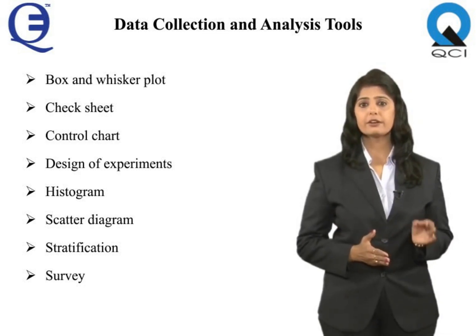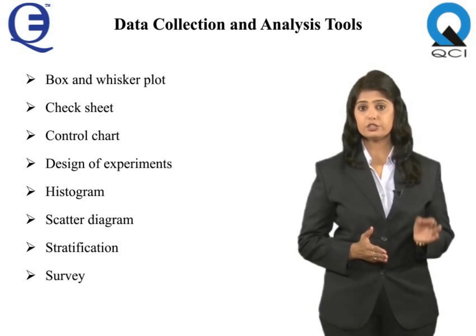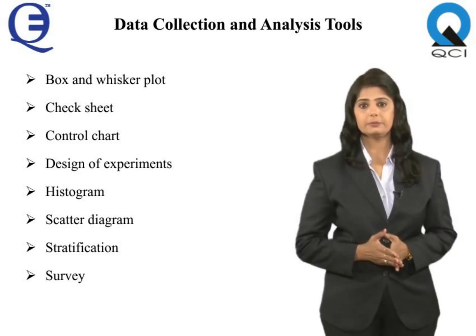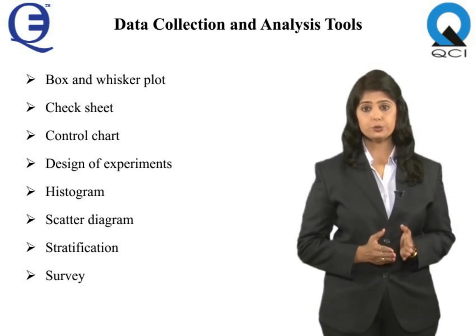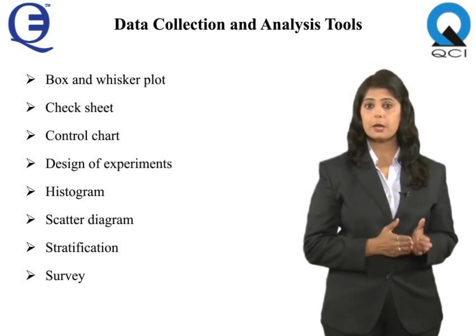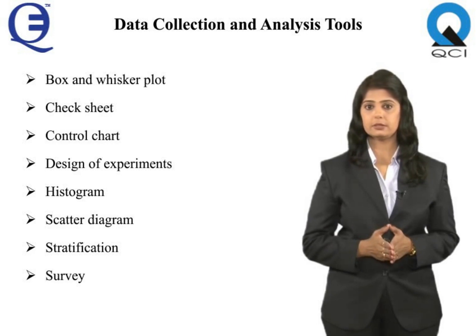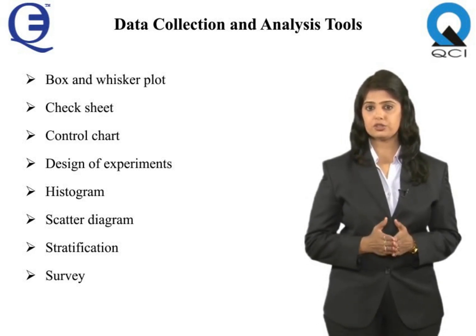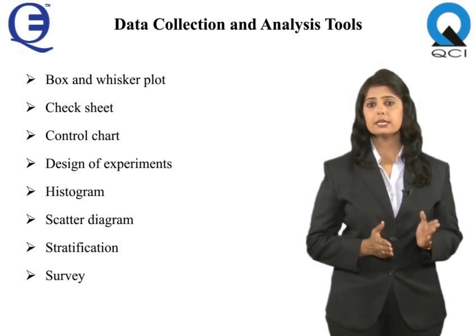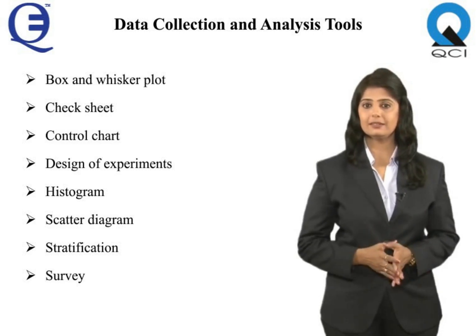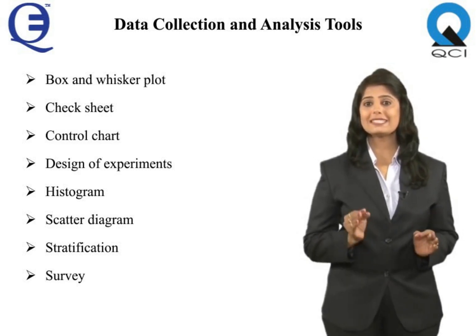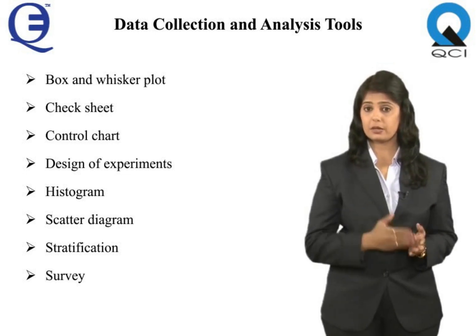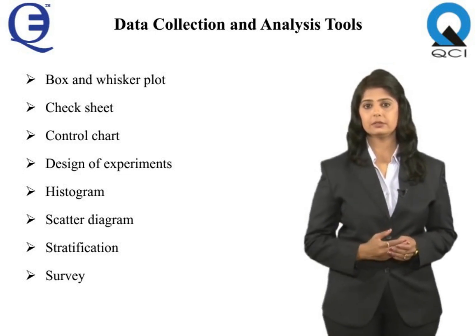5. Histogram. It is a graphical representation of the distribution of numerical data. 6. Scatter diagram. It is a tool for analyzing relationships between two variables. 7. Stratification. It separates the data so that patterns can be seen. 8. Survey. It is a general view, examination or description of someone or something.